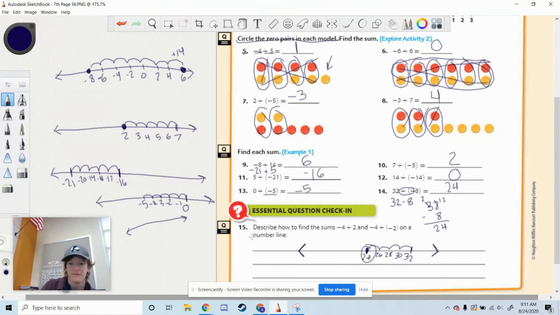Final answer. For number 15, I'm going to leave this one to yourself. Describe how to find the sums negative 4 plus 2 and negative 4 plus negative 2 on a number line. These are very similar questions. Notice on the first one, you're adding a positive, so you're going to end up going to the right. On the second one, you're adding a negative, so you're going to go to the left. So use your own words. Give me at least a sentence that describes how you could use a number line to solve these two problems.